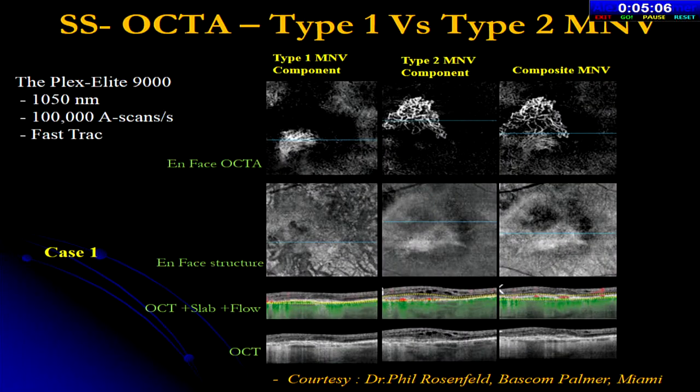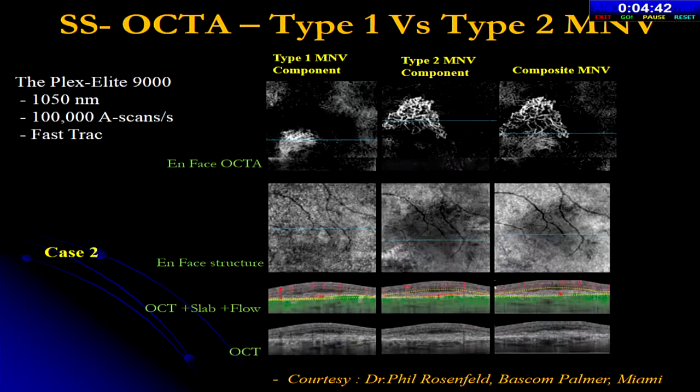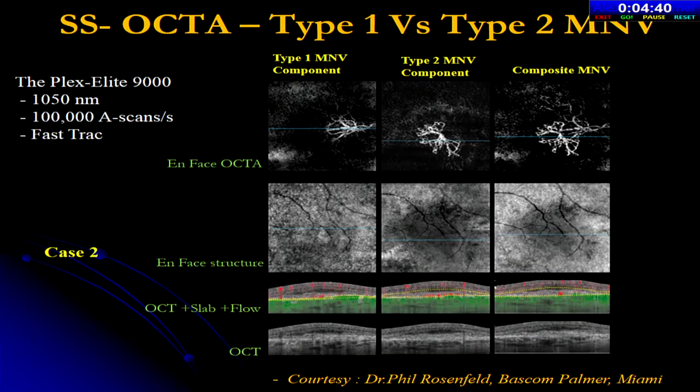Now, courtesy Dr. Phil Rosenfeld, he has been able to use the swept source PLEX Elite 9000 with a high number of A-scans, 100,000 A-scans per second. And we've been able to really look at the two components of the mixed or composite MNV. Here are some beautiful examples. In this page is put up the en face OCT, followed by the en face structural OCT slab, and the structural OCT. So you can see various examples where they've beautifully been able to differentiate the two components.